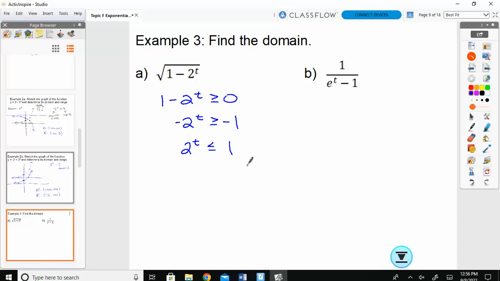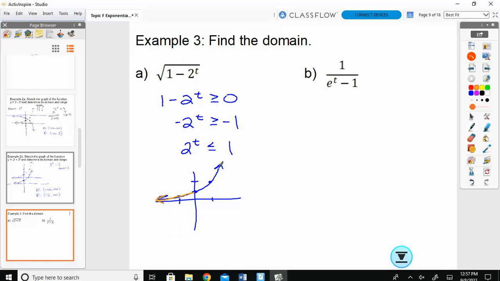Okay, we don't really have a great option here, but we could think about what we know about these graphs. 2 to the t. So what's 2 to the negative 1? 1/2. 2 to the first is 2 and 2 to the 0 is 1. That's my graph. I'm asking when it's less than or equal to 1. Can you tell me on the graph where this is less than or equal to 1? From negative, or from 1 to 0.